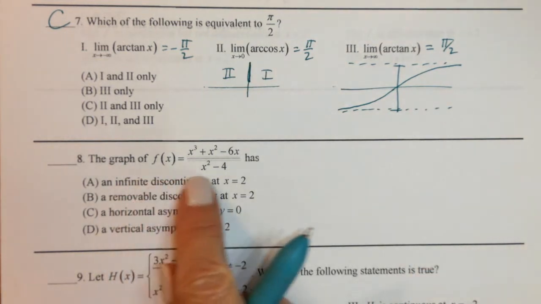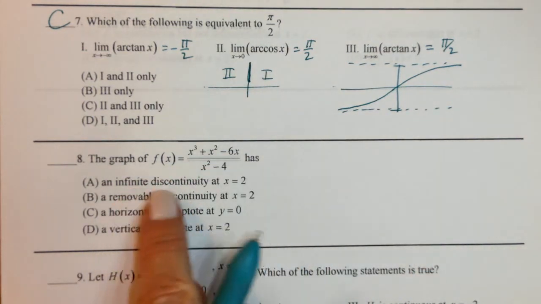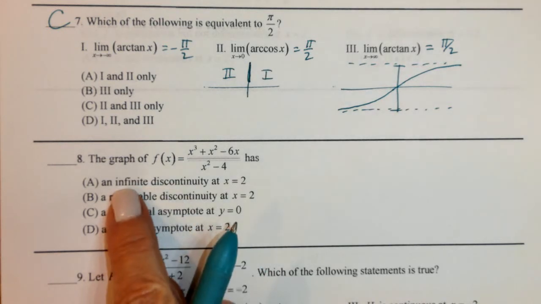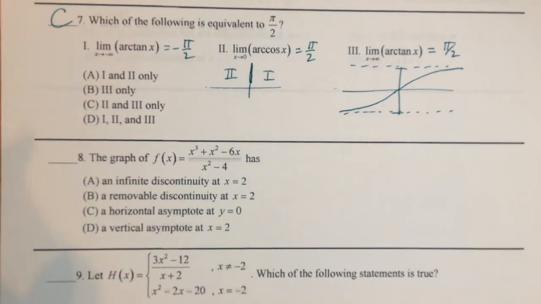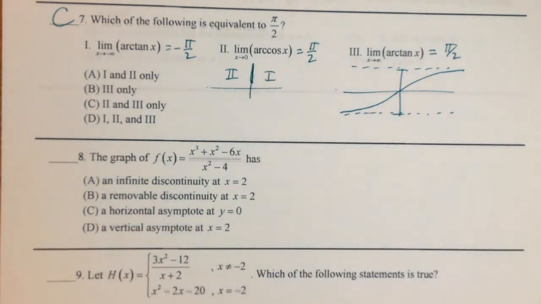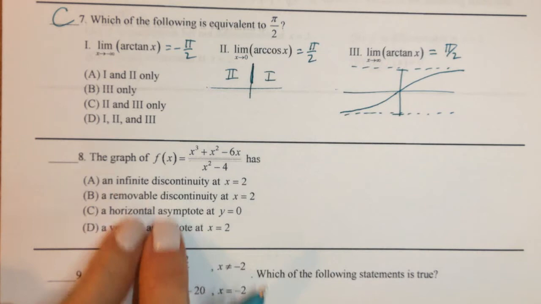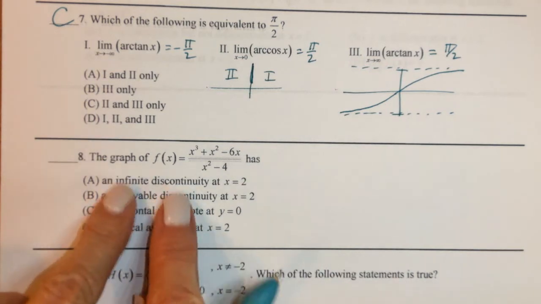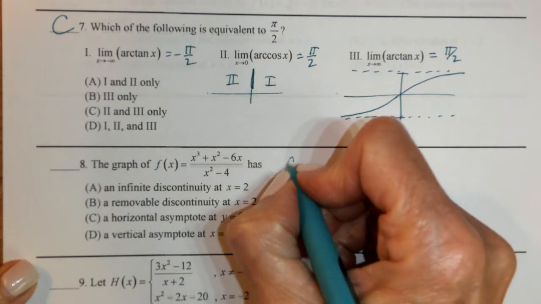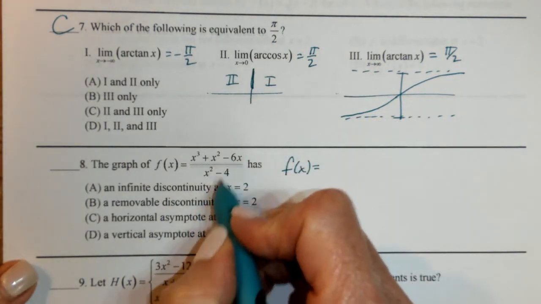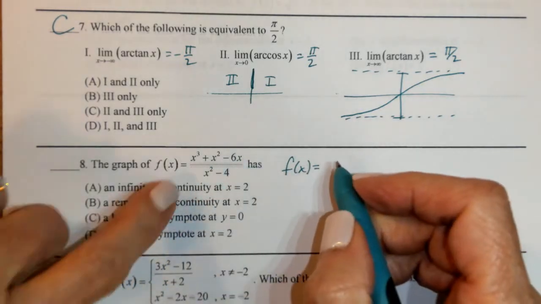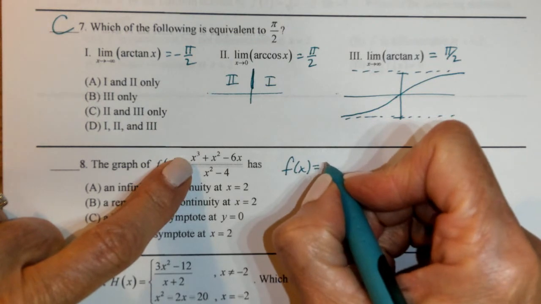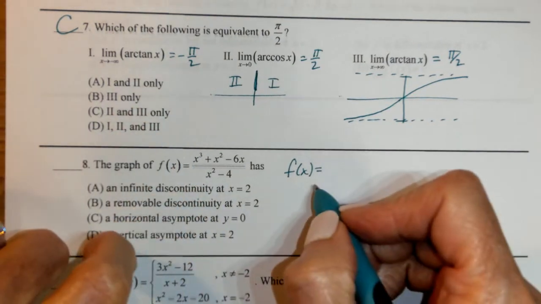All right, the graph of this function has, and then we have an infinite discontinuity. Infinite discontinuity would be a vertical asymptote. Removable discontinuity would be a hole. A horizontal asymptote, we know what that is. And a vertical asymptote would be the same as this infinite discontinuity, so I'm not thinking that's going to be my correct answer. Let's begin by doing something that we can do. I'm going to factor the numerator, factor the bottom. I want to see if I have a hole. That's my thought process. See if we have anything going on here, or we might see an asymptote of some sort.